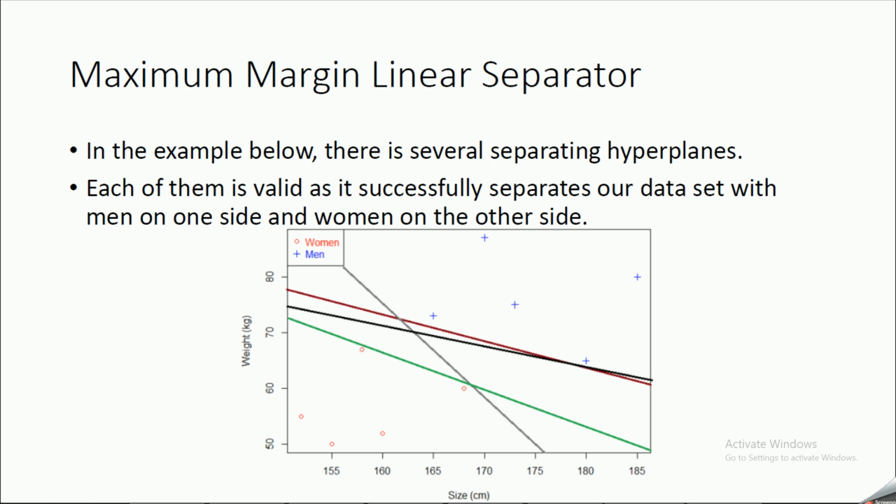Now, coming to the actual topic of today's session, maximum margin linear separator. I've already emphasized this topic in the previous video lecture, but let us study it in depth. If you see the graph below, we can have several separating hyperplanes, isn't it? We can see four hyperplanes over here in green, black, red, and gray. Each of them is valid as it successfully separates our data set with men on one side and women on the other side.